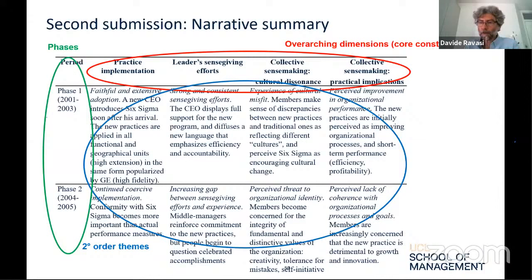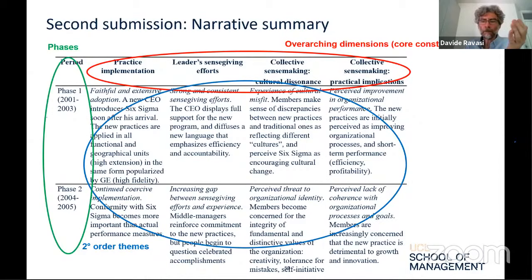You read them vertically, you see how practice implementation changed from phase one, to phase two, to phase three, how leaders and skilling efforts changed from phase one, to phase two, to phase three, and so on and so forth. If you have this kind of research design, this is a very powerful way to clarify the content of your findings and then write the findings accordingly.